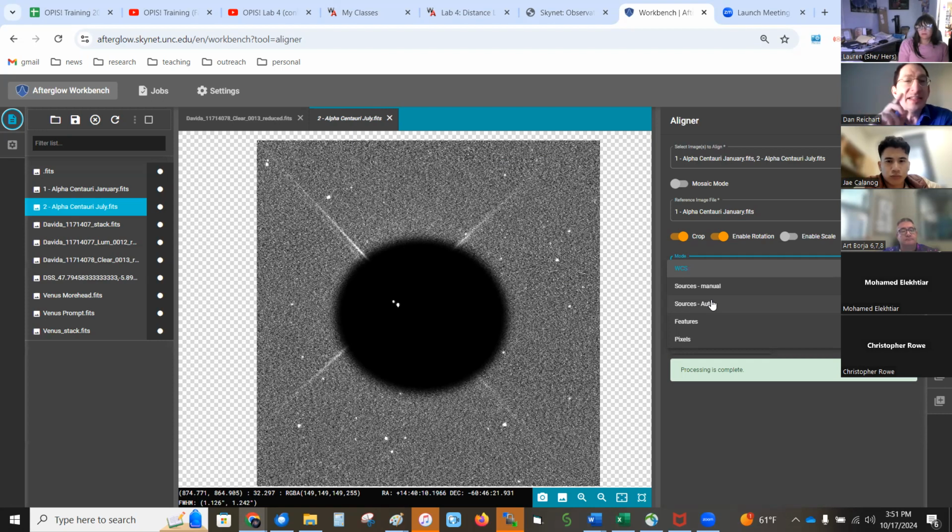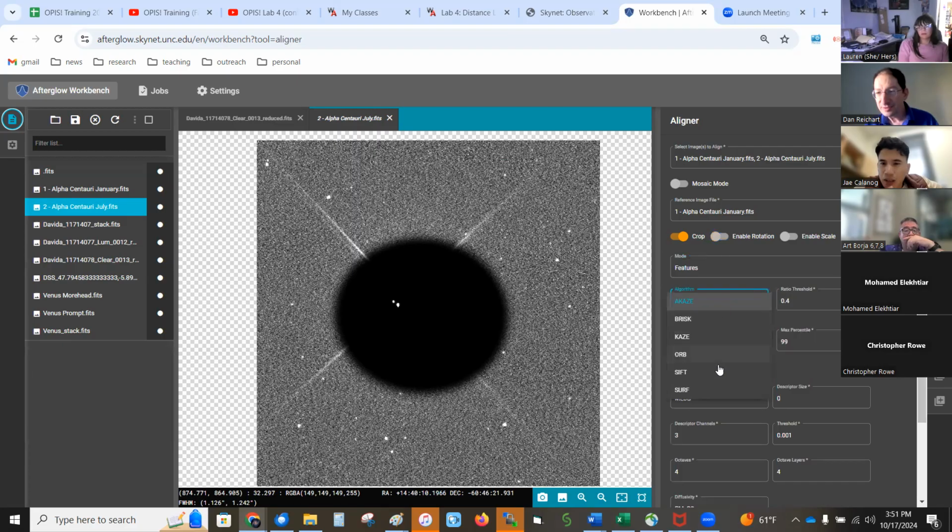And so for that kind of scenario, we have a direct image to image option. Source extraction extracts the sources and aligns the extracted sources. It's slower. And then we have ones like feature-based alignment, if you're trying to piece together a lunar mosaic, for example.